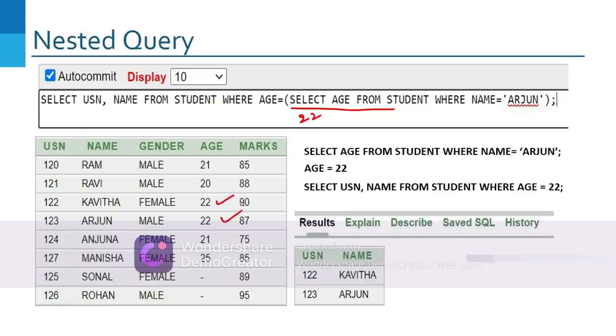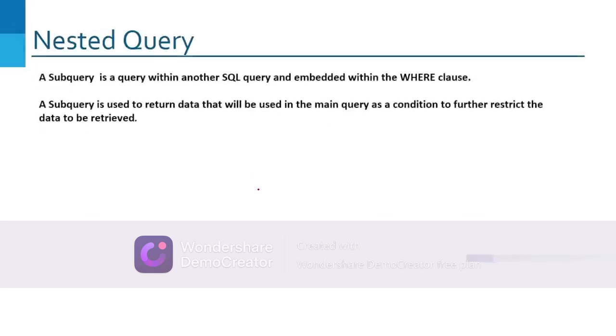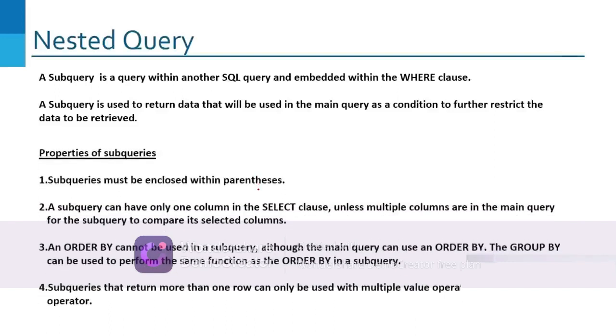So we have two, Arjun and Kavita. That is what it is showing me. Right? A subquery is a query within another SQL query and embedded within the where clause. A subquery is used to return data that will be used in the main query as a condition to further restrict the data to be retrieved.